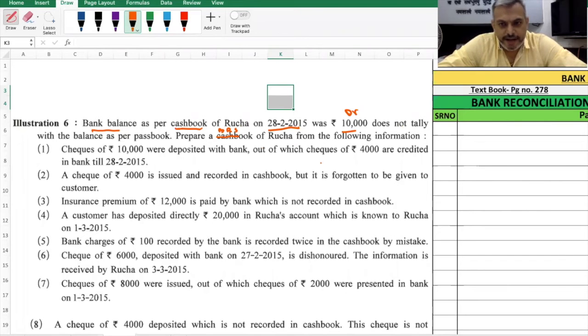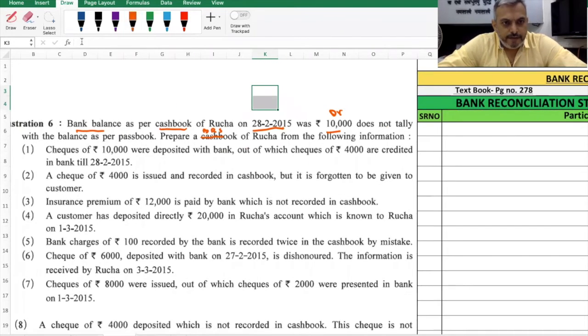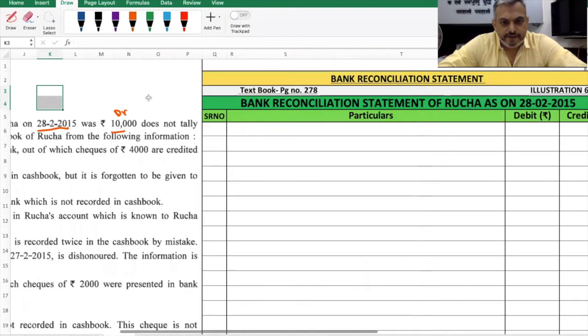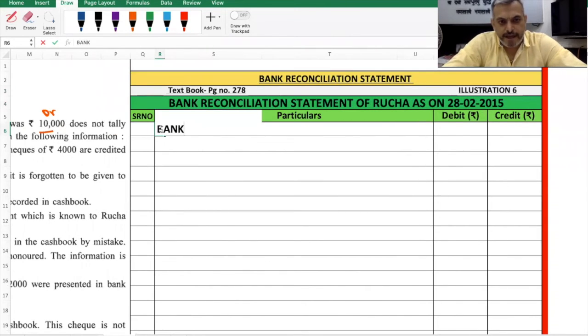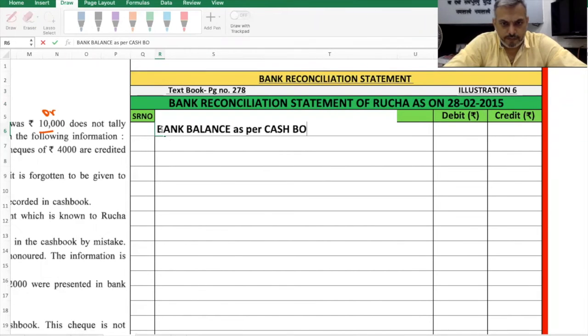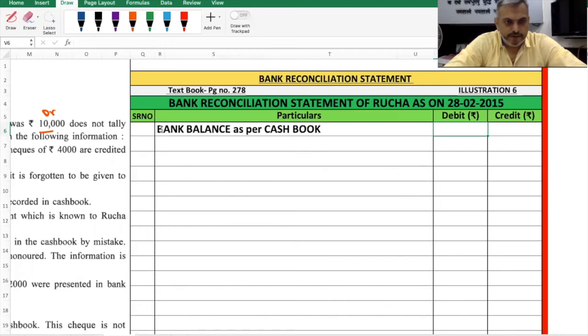Please write the heading and then let's write the starting of bank reconciliation statement. Bank balance as per cash book is debit 10,000. I'll highlight this so we know we started with this.